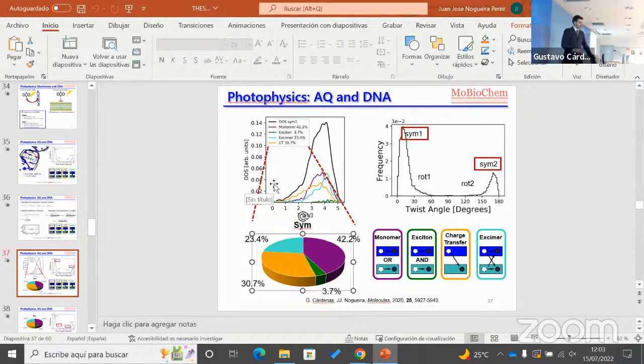So one way of introducing functionalizations would be to put some groups that are bulky enough that they somehow hinder the rotation of the molecule inside DNA, but not so bulky that the molecule cannot enter DNA. So you could also somehow get some compromise there as well.